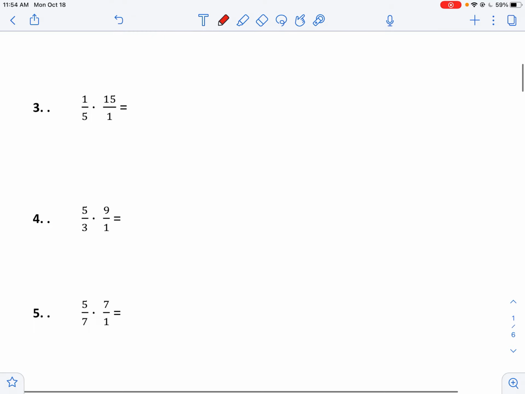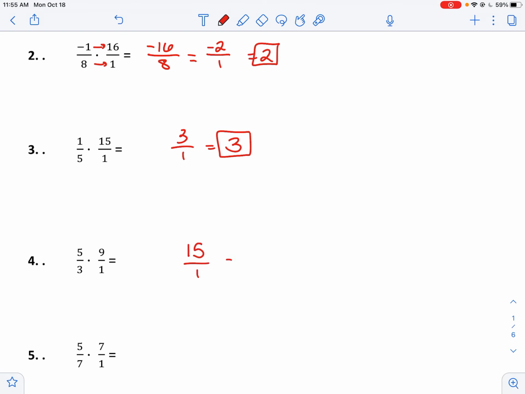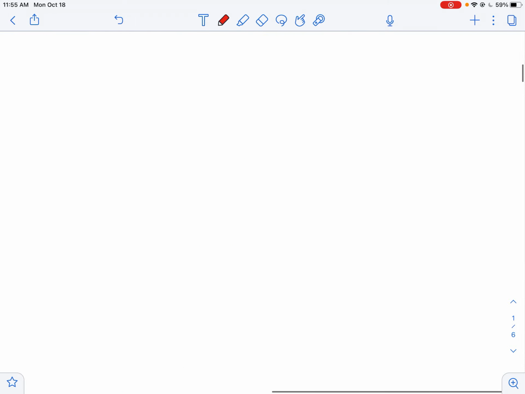Why don't you try the last 3 problems on your own? I would pause the video, do the work, and then unpause when you're ready to check your work. Alright, this would be 3 over 1, which is just 3. This would be 15 over 1, which is just 15. And this would be 5 over 1, or 5.